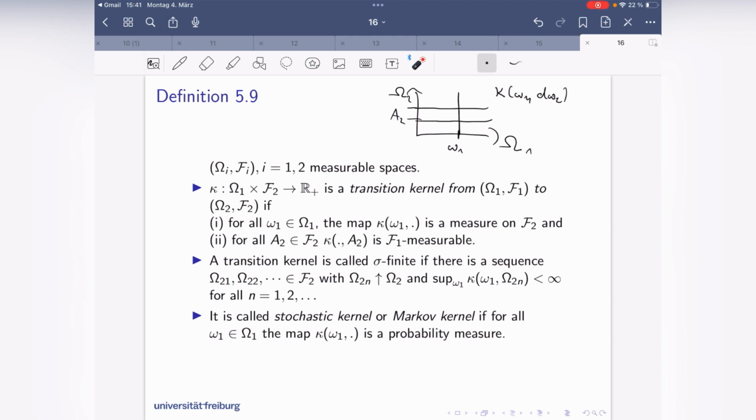Sigma finite kernels are defined via sigma finite measures. And the special case is a stochastic kernel, where the idea is that this measure is a probability measure. So for each omega 1, it's a probability measure in omega 2.